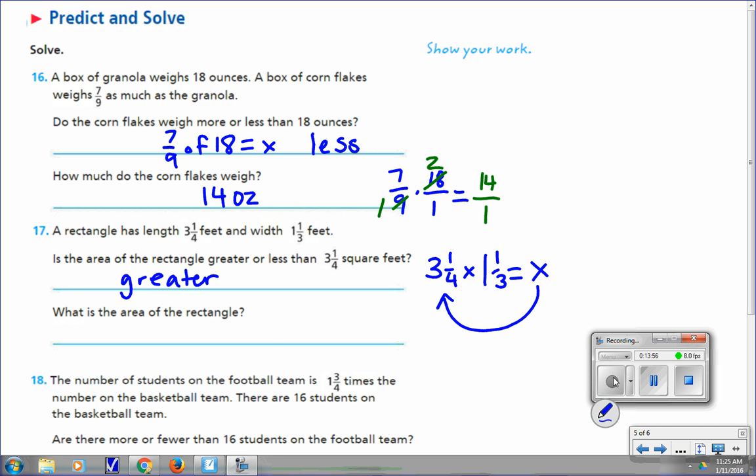So if I were switching these, so it should look like this. 4 1/3 is definitely greater than 3 1/4. So it's one of those things that even if it doesn't ask you to predict, you can already kind of go, okay, I know my answer needs to be bigger than this factor. It's kind of one of those checks and balances type thing.